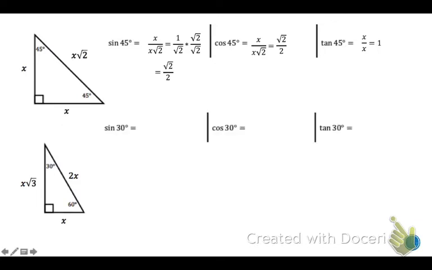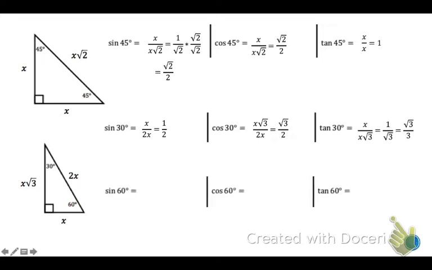Do the same thing with 30. Sine, opposite over hypotenuse, x over 2x, which is 1/2. Cosine of 30, that's x square root of 3 over 2x, which would be square root of 3 over 2. And tangent, opposite over adjacent, x over x square root of 3, which is 1 over the square root of 3. Rationalize it, and you end up with square root of 3 over 3.